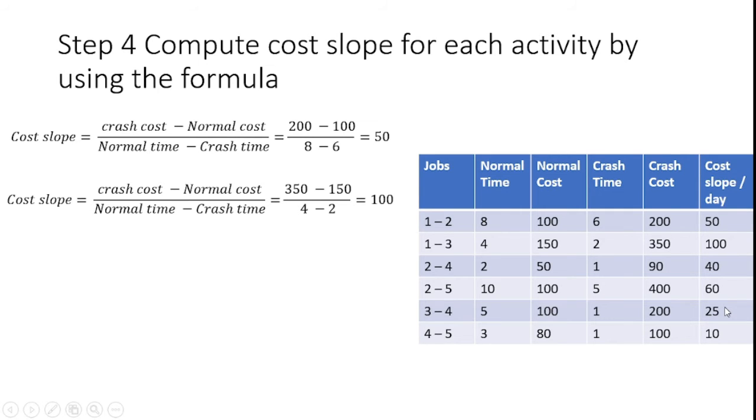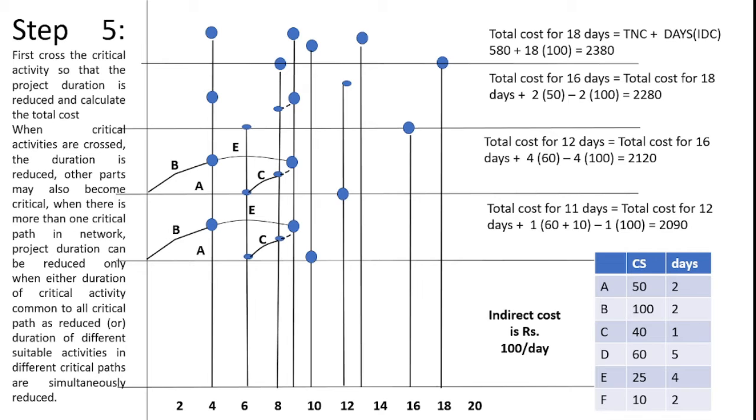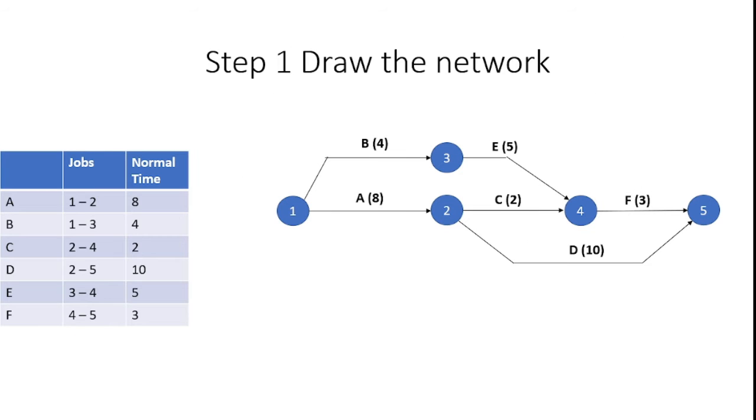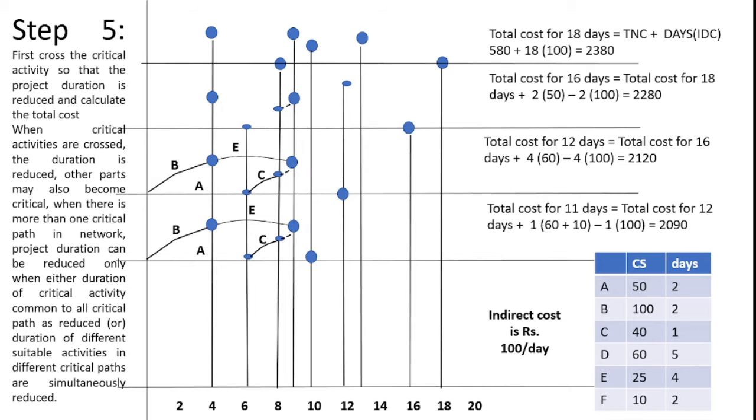Why do we identify it? Let's see. Here, step 5: first crash the critical activity so that the project duration is reduced. How can I reduce the project duration, how can I calculate the total cost, and how can I get the optimal cost or optimal duration? Yes, we can see here. First, I already identified the critical path and other networks from the first step. Here I imitate the step with this graph sheet. In that graph sheet, the x-axis has the number of days and the y-axis has every activity. In that, there are 18 days in total, so I allotted the graph sheet like this.